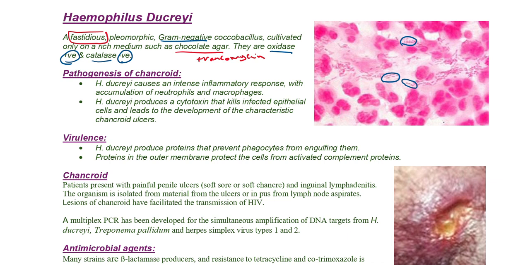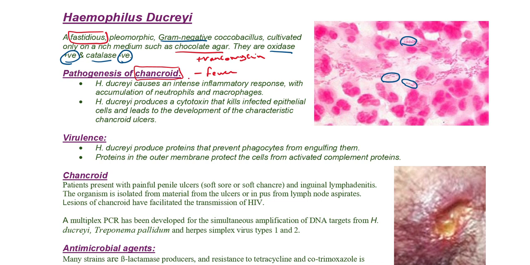Haemophilus ducreyi cause a disease called chancroid. It's a genital ulcer disease associated with tender lymphadenopathy in the groin area, and it's rarely invasive, so it usually does not present with fever, so there is no fever in these cases.